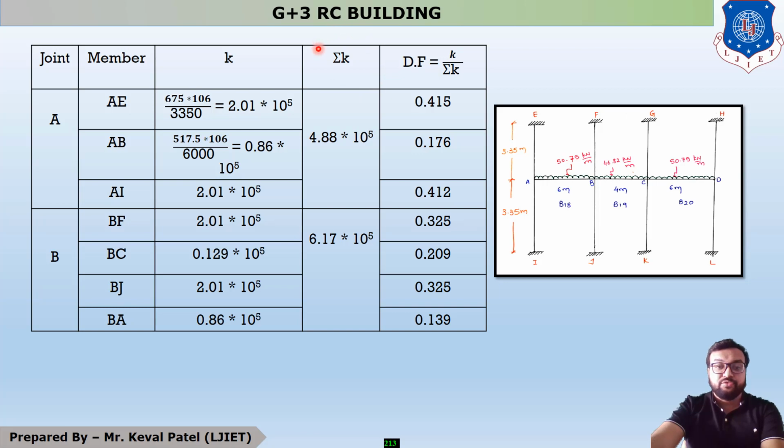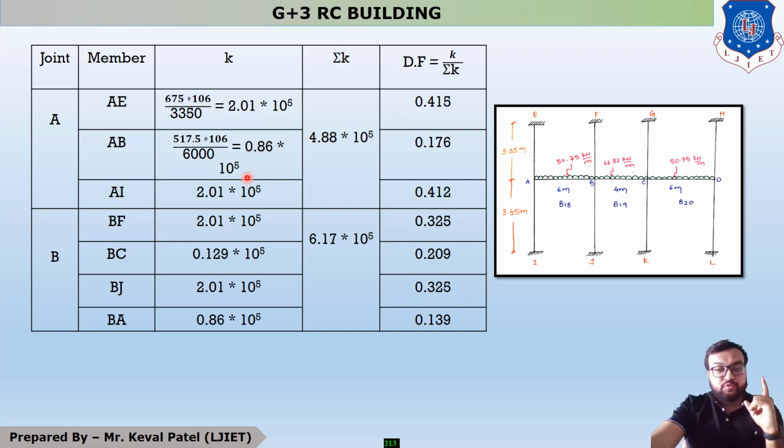Next column is summation of K. It means you have to sum AE, AB and AI. Then you will get your answer 4.88 into 10 raised to 5. And your last column is DF. DF means distribution factor. So your answer is K upon summation of K. It means 2.01 into 10 raised to 5 divided by 4.88 into 10 raised to 5. So you will get your answer 0.412. There is some typing mistake. It is 0.412. Okay.